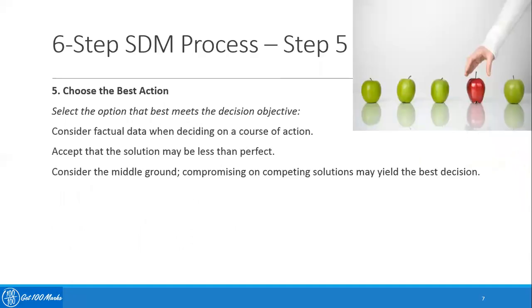The fifth step is to choose the best. Select the option that best meets the decision's objective. Consider factual data when deciding on a course of action. Accept that the solution may be less than perfect. Consider the middle ground. Compromising on the competing solutions may yield the best decision.